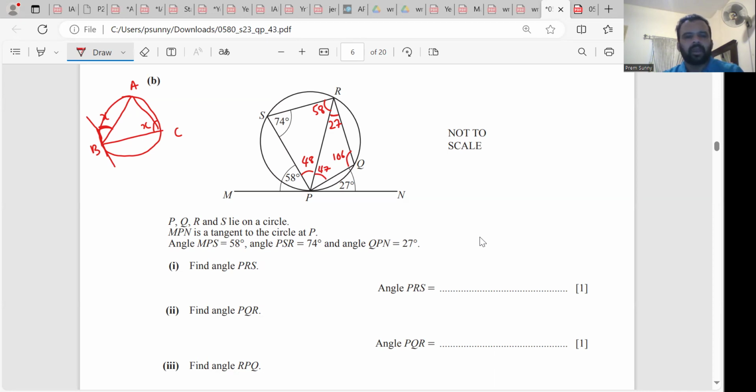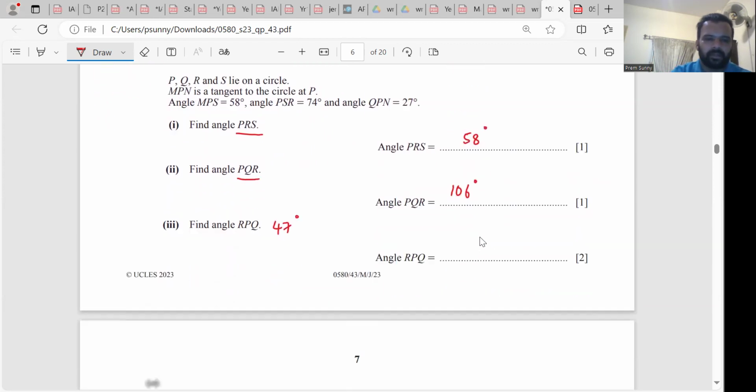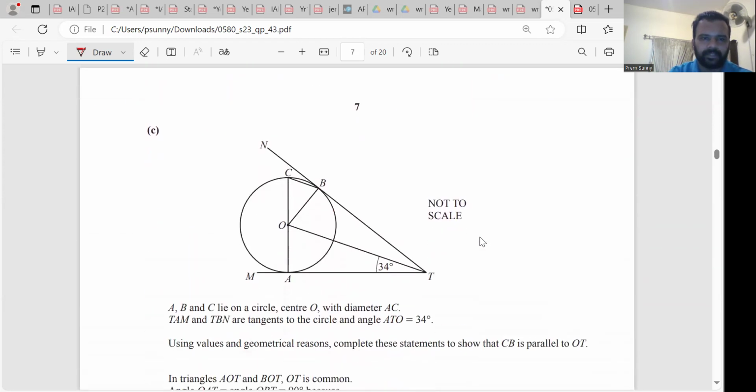Okay, let's find out angle PRS. PRS is this angle, that is 58 degrees. Got it as 58 degrees. Angle PQR, this is 106 degrees. And then find angle RPQ. RPQ, that is 47 degrees. Now that is done.